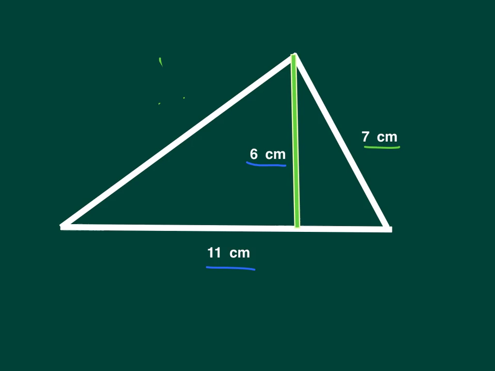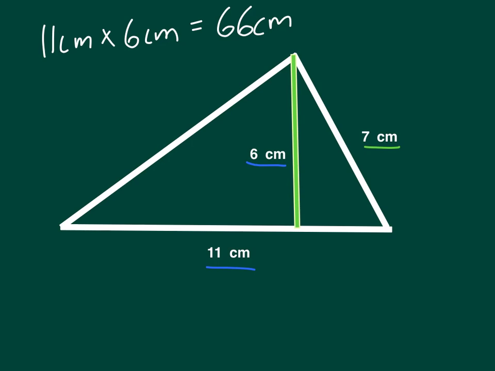Now, I'm going to, once again, do the first part of this question as though I was finding the area of a rectangle. So I'm going to solve 11 centimeters times 6 centimeters as though I was solving for the area of a rectangle. And of course, that's going to be 66 centimeters. But then I have to remember that a triangle is only 1/2 of a rectangle.